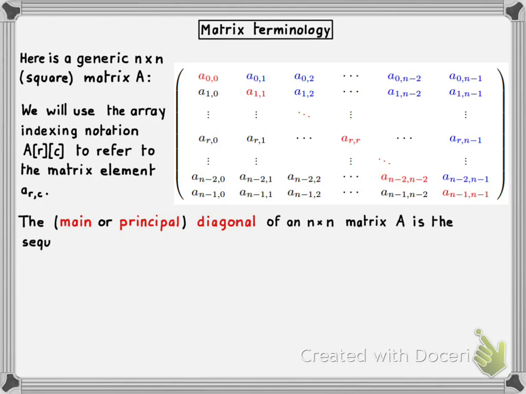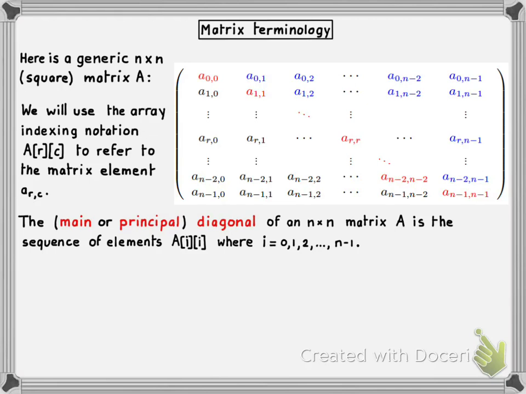So we define the main diagonal or the principal diagonal of a square matrix of dimension n by n as the sequence of elements a i i, where the row index and the column index are equal, for i equals 0 up to n minus 1. So the elements on the diagonal are shown in red here in the figure.